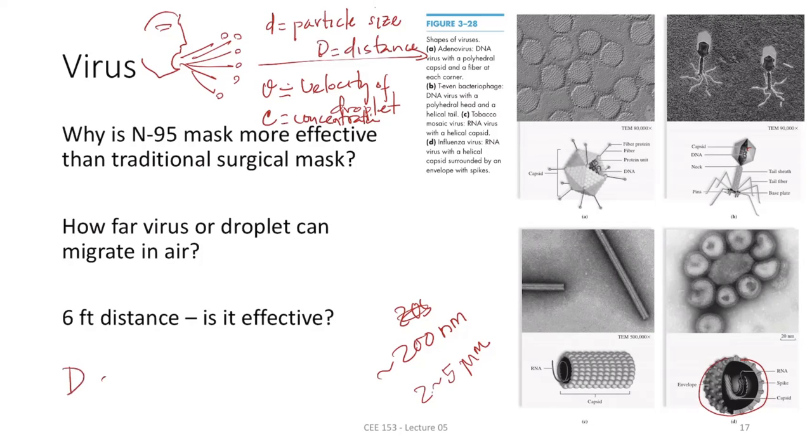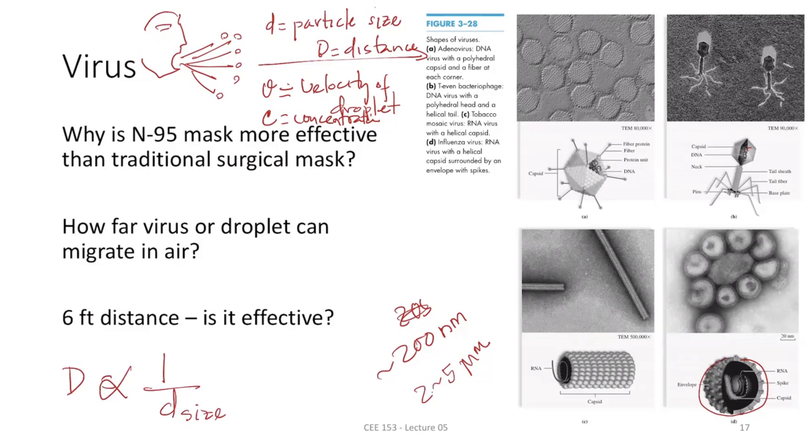So this distance migrated, I would say, is inversely proportional to the particle size. Because the larger the size, the bigger the weight, the resistance will be higher, and also the weight itself will make it fall down. So most of the droplets will not migrate more than 6 feet on their own without velocity. Again, that depends on the velocity. That velocity itself depends on whether you're coughing or singing or all that.